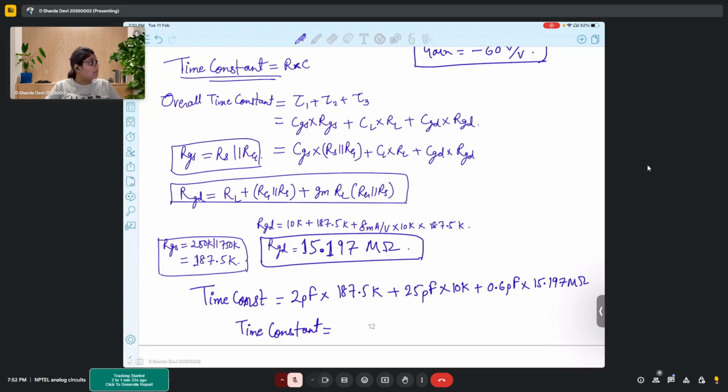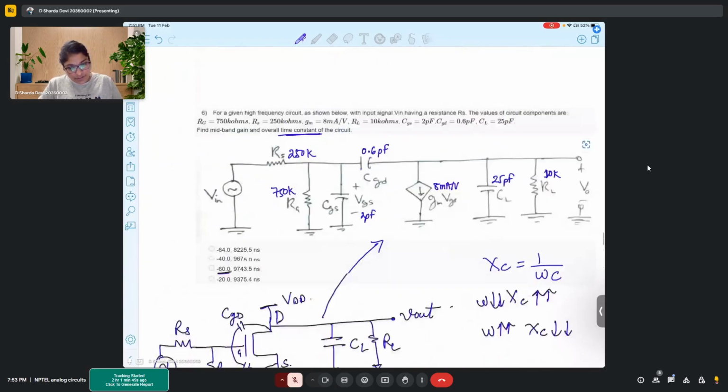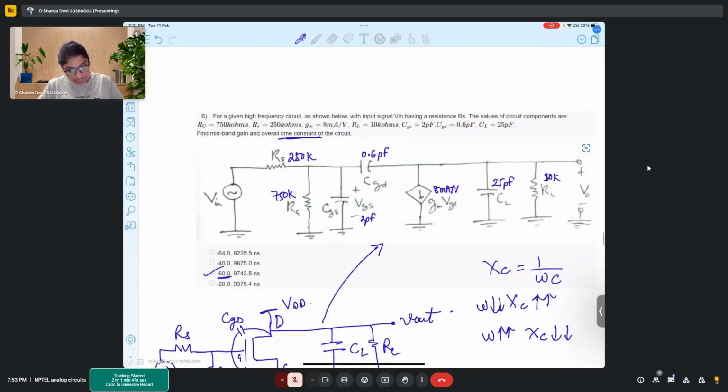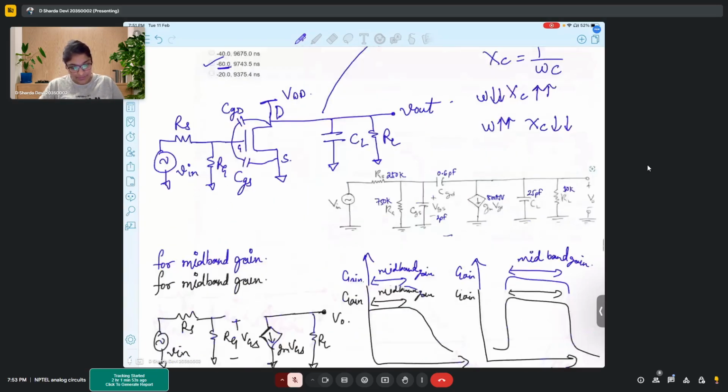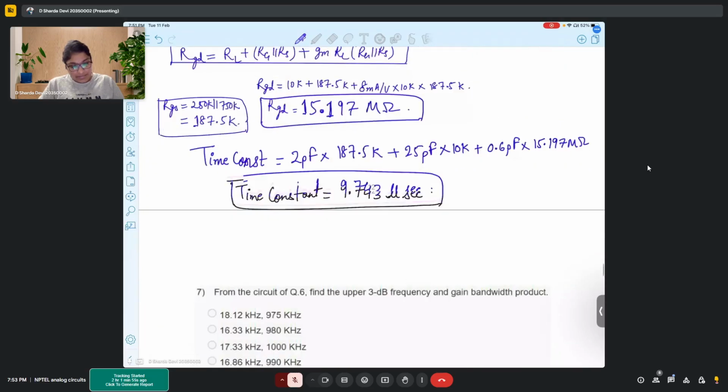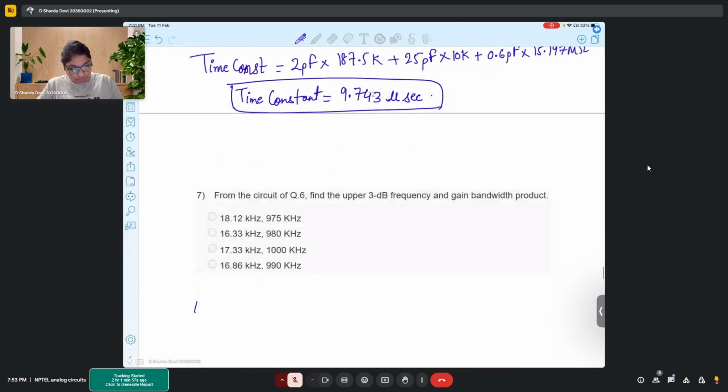9.743 microseconds. Correct. So this is your option. Here the answer is in nanoseconds, but when you convert, you'll get it in micro. Okay. So let's quickly move on to the next problem.